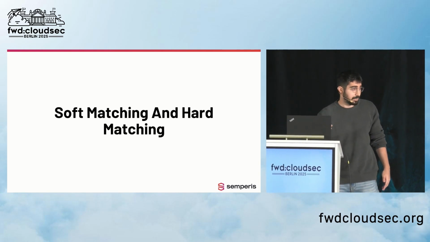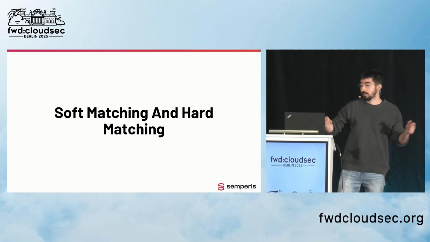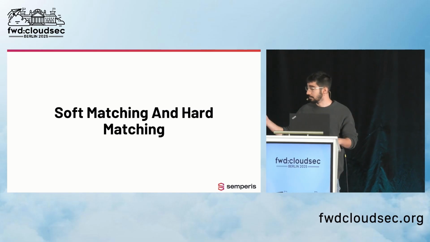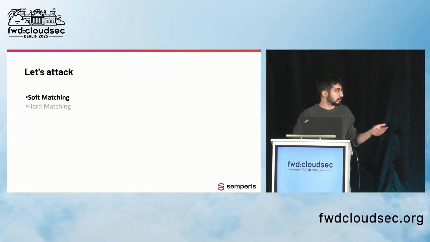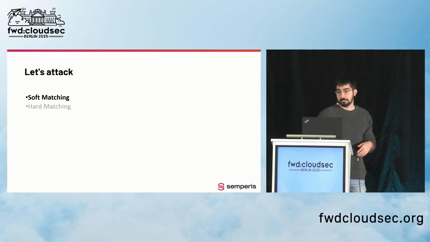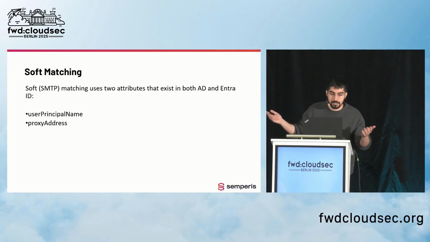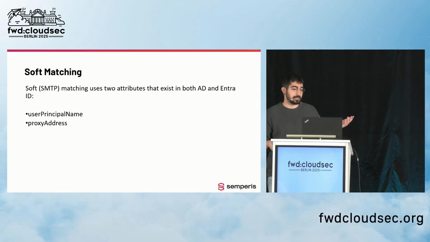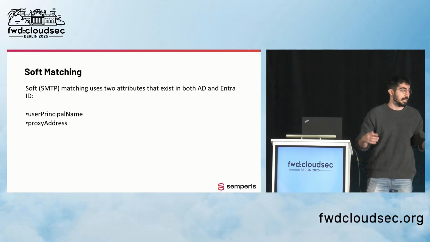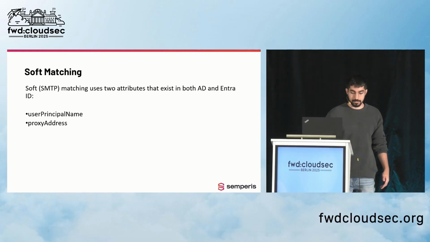And for that, we have two mechanisms. We have the soft matching and hard matching. Today we're going to talk about one vulnerability in soft matching and another one in hard matching. So let's start with the first one, which is soft matching. And let's talk about what is soft matching, what does it do? Soft matching is, we are matching based on two attributes that exist both in AD and in Entra ID, which is the user principal name and proxy address.